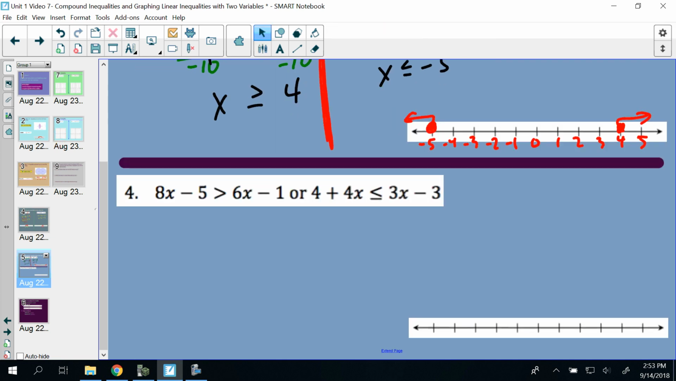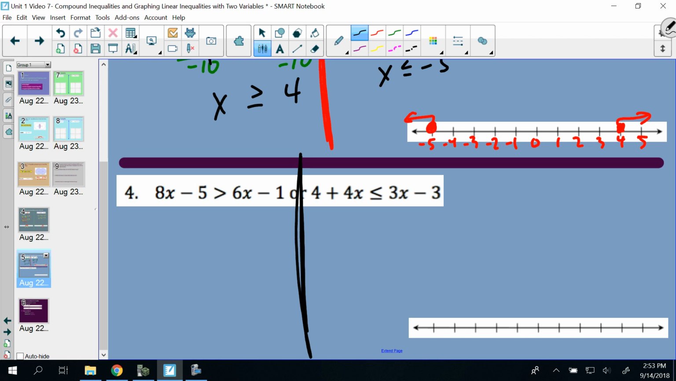All right, again, why don't you pause and try out one on your own. Try out number 4. Okay, let's see what you got. Again, you're thinking as 2 separate ones here. On that number 4, kind of up to you what you want to do first. I'm going to subtract 6 and then add 5. Make sure when you add 5 to a negative 1, it's going to be positive 4. Divide, and you get that x has to be greater than 2.